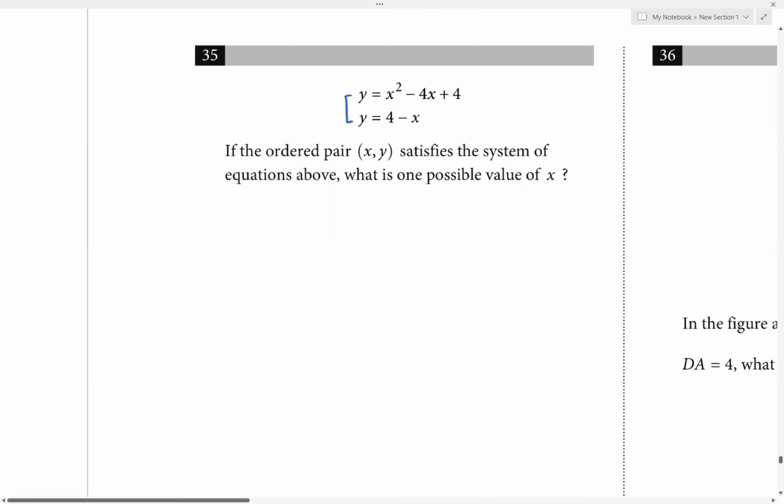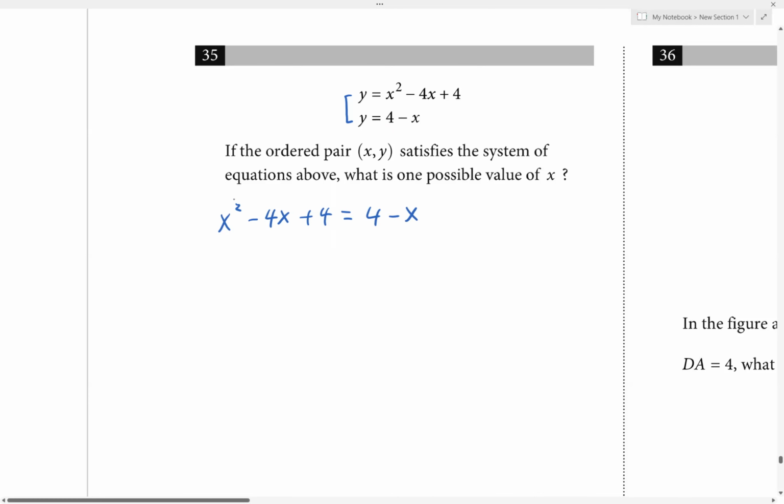Okay, so pretty much we're setting the two equations equal to each other, right? Because we know at the solution for the two equations, the graphs intersect, so at that point they have to be equal to each other. So we can set them equal to each other. We get x squared minus 4x plus 4 equal to 4 minus x, and we're trying to solve for x here.